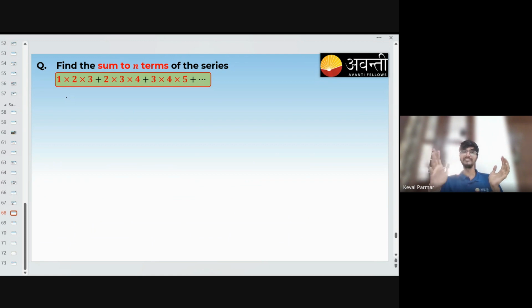So as you can see, the series here is 1, 2, 3, 2, 3, 4, 4, 5, 6. So basically every number is increasing by 1. Right? Here it goes from 1 to 2, then 2 to 3. Here it goes from 2 to 3 to 4, and then 3 to 4 to 5. So the kth term, or you can say rth term, any term you like, we are using k. So the kth term will be very simple, which will be k into k plus 1 into k plus 2, where k is starting from 1.